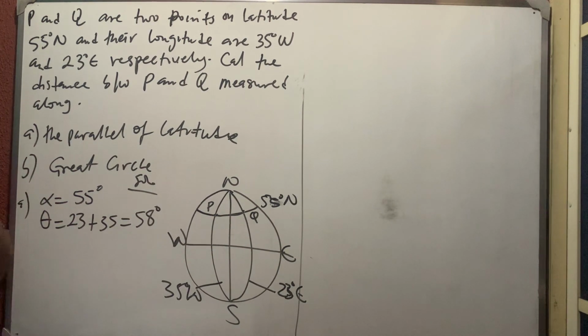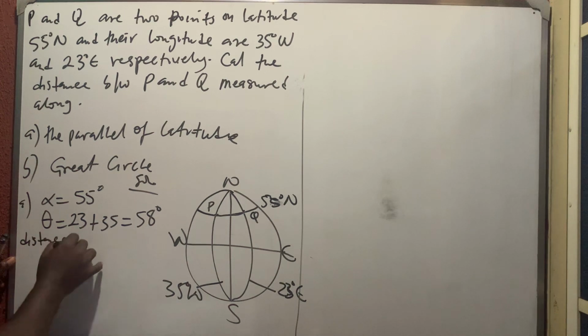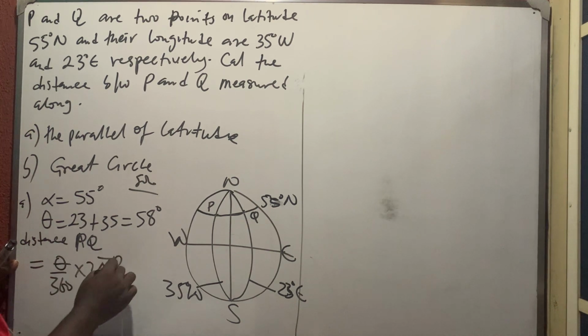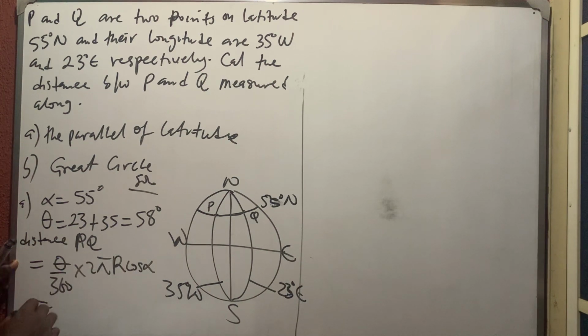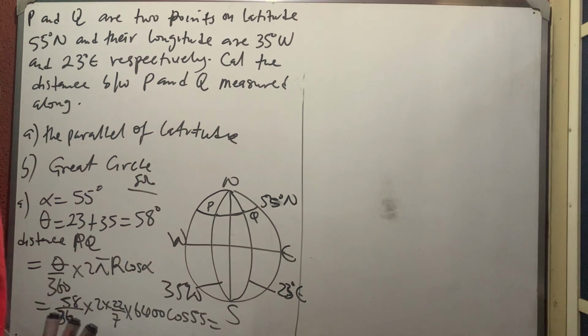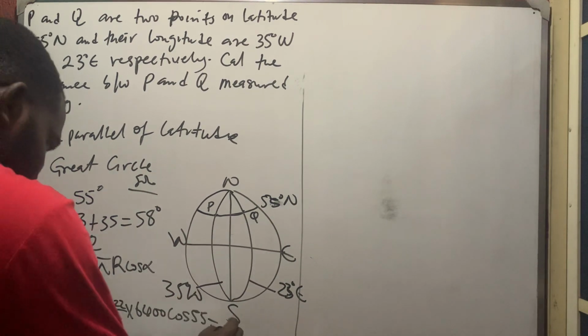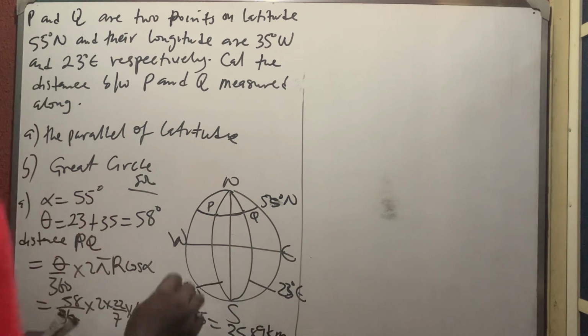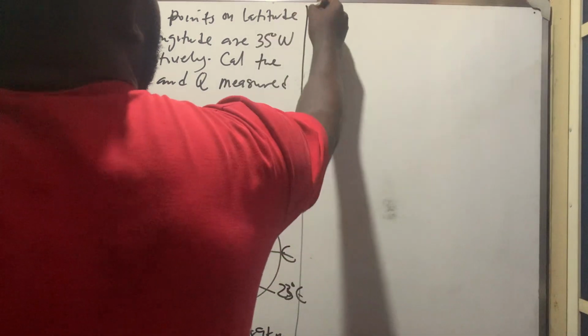All right. So now the distance PQ I'm looking for is simply our normal formula, which is theta over 360 times 2 pi R cos alpha. So I'm going to have 58 over 360 times 2 times 22 over 7 times 6400 cos 55. If you do everything, you're going to get 3589 kilometers. All right, this one is very simple, but the one I want you to concentrate on is the B part.